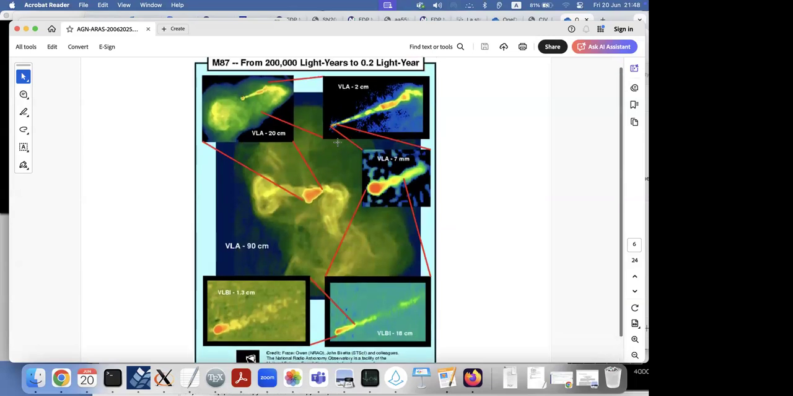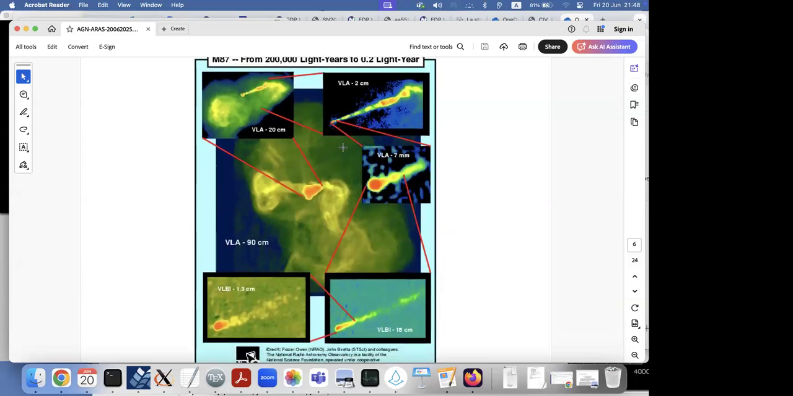Okay, this is the other example, which is M87. This is a set of VLA plus VLBI images, taken at different wavelengths. So 20 centimeters is relatively low energy. And that's the reason I'm showing this: all of these are an indication that activity implies non-thermal. None of this gas at these frequencies is thermal radiation.